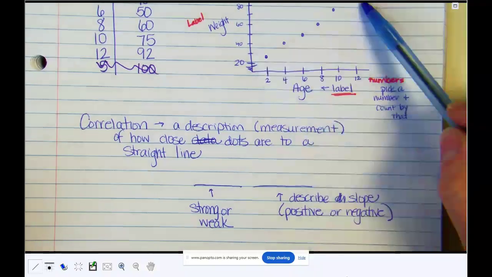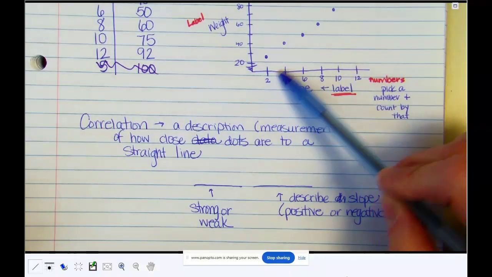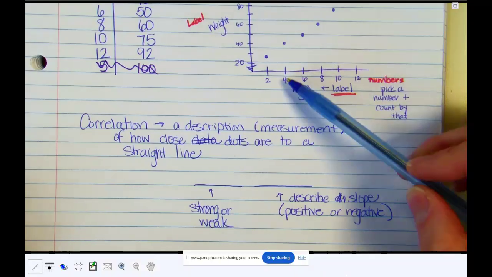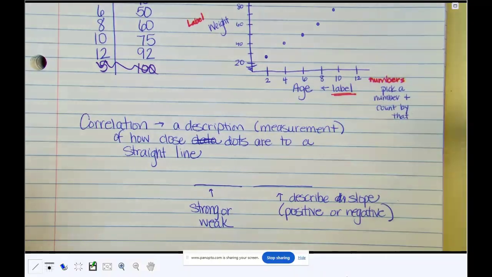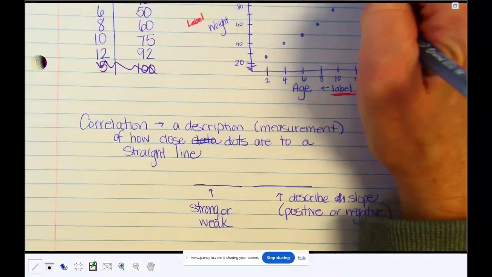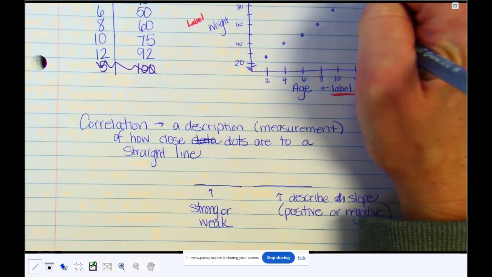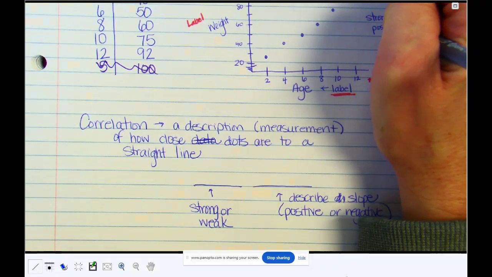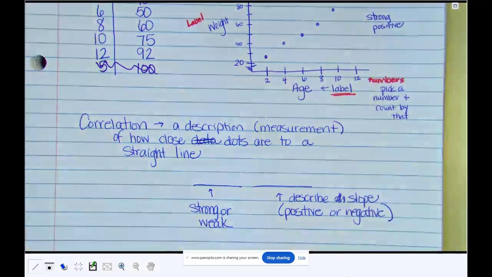This is positive. Now, are they really close to a straight line or are they only kind of close? They're pretty close to a straight line, so we would call this one strong positive correlation. So it's not hard.